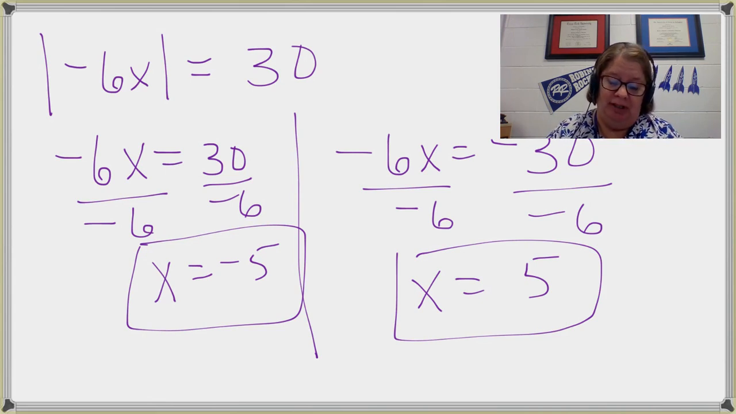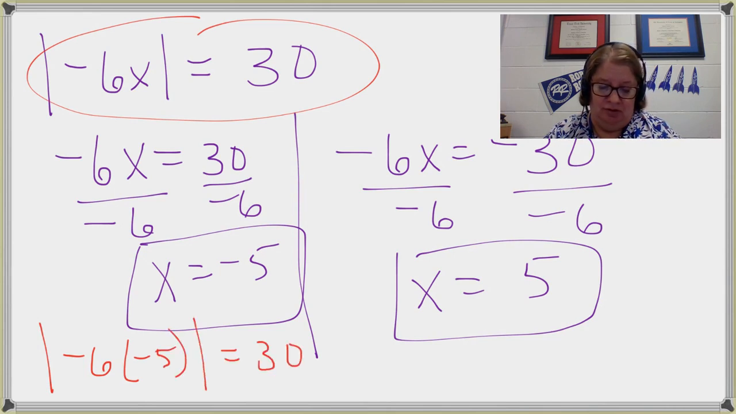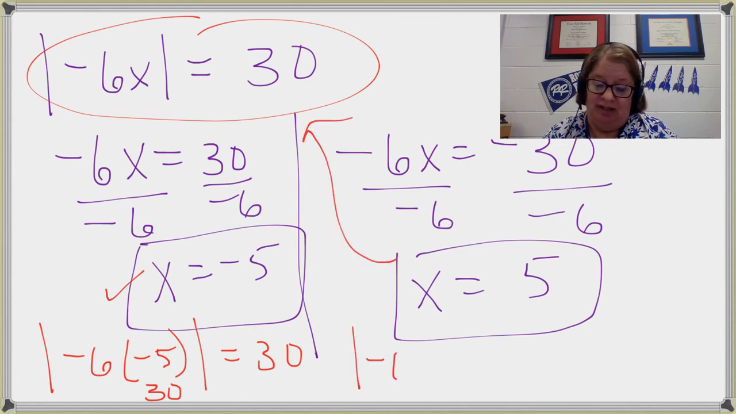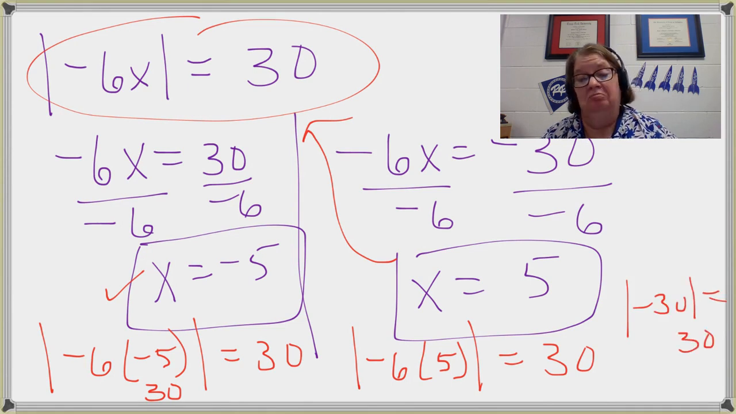Remember, when you're checking, you're plugging into the original equation. So you have absolute value of negative 6 times negative 5. This is 30, right? So that one works. Check this one. Remember, plug it in here. Absolute value of negative 6 times 5. So that's negative 30. What is the absolute value of negative 30? It's positive 30. So that one works. Split it, solve it, check it.